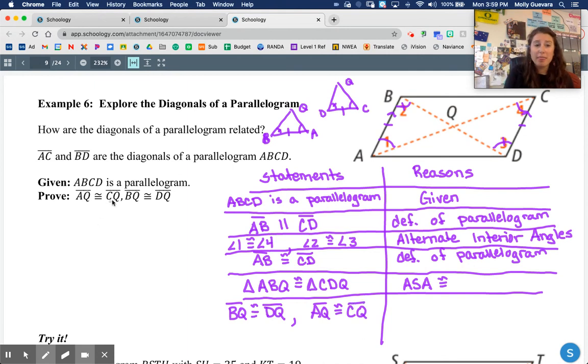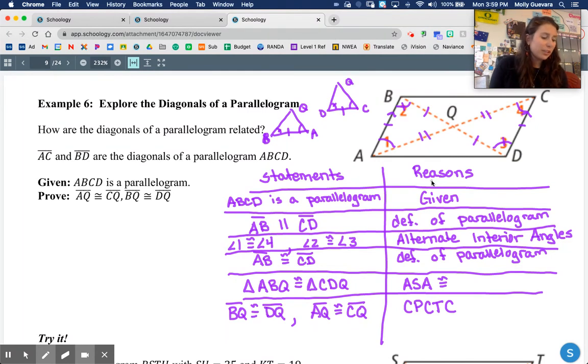Okay, and look, that's what I was trying to prove. I was trying to prove that this and this were the same and that this and this were the same, which I just did. The reason I can say that those are the same, you have to think back, is because congruent parts of congruent triangles are congruent. Once I prove that the triangles are the same, then I can say that any parts of those triangles are the same. So we have proved why the diagonals bisect each other.